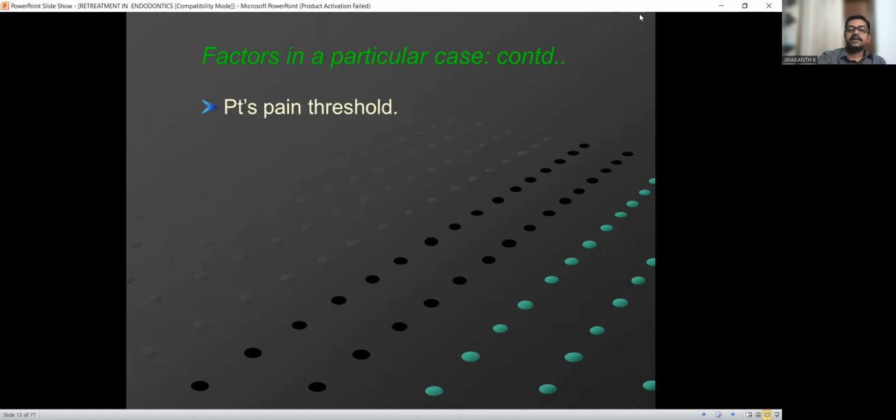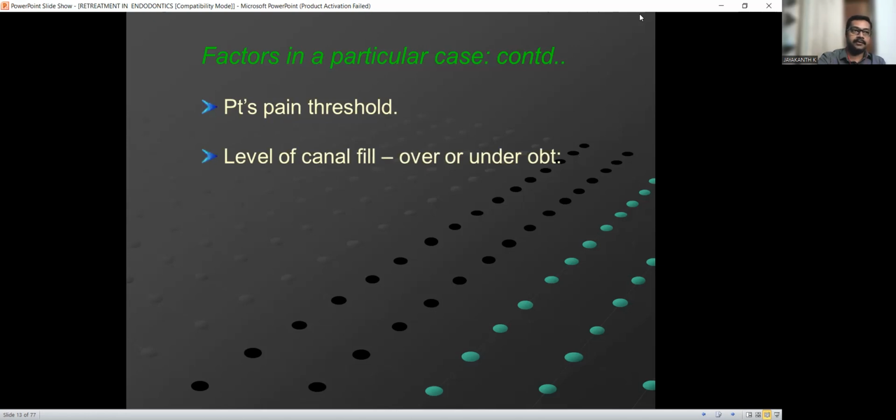Then the patient's pain threshold. Obviously, the patient's pain threshold is a crucial factor. If the patient has a low pain threshold, it's very difficult to do the treatment exactly in the way the operator plans. So again, there can be some compromise in your case.